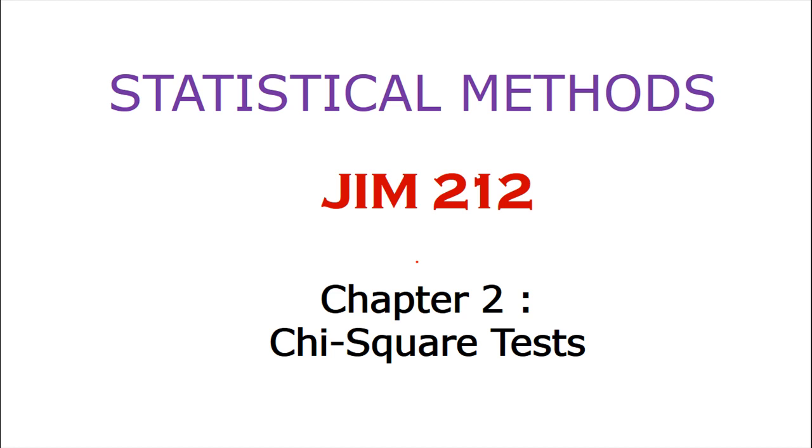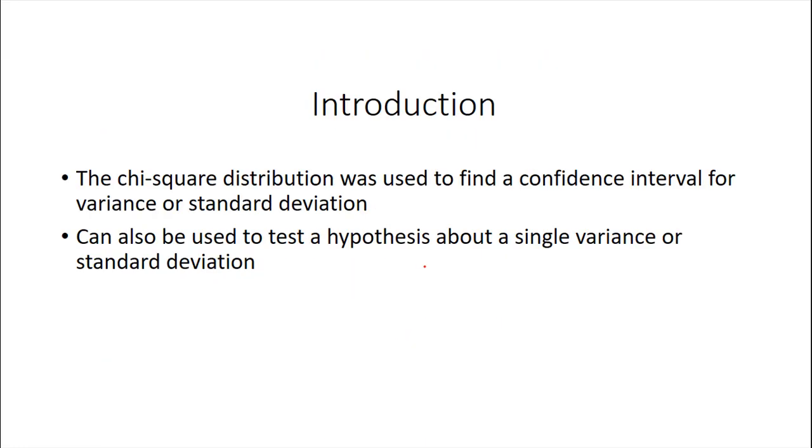There are four subtopics in this chapter, and the first part is the introduction. The chi-square distribution was used to find the confidence interval for variance or standard deviation, and you have learned this in elementary statistics. The chi-square distribution can also be used to test a hypothesis about a single variance or standard deviation. This is your previous knowledge, what you have learned previously in elementary statistics.